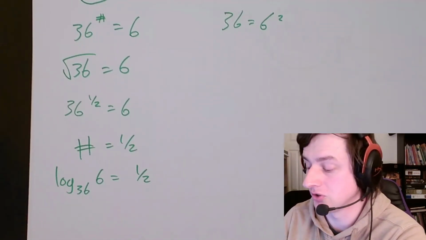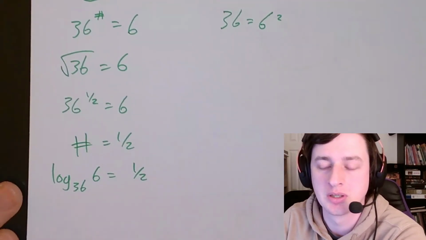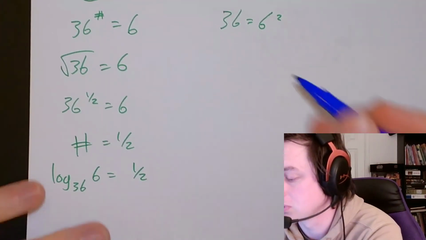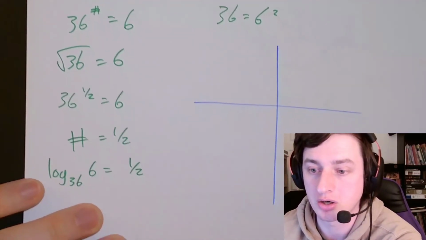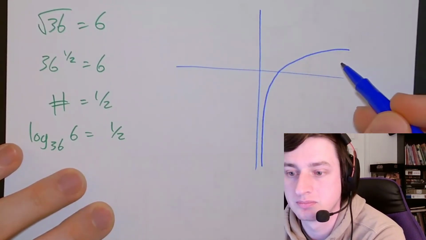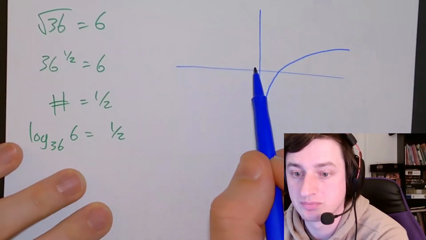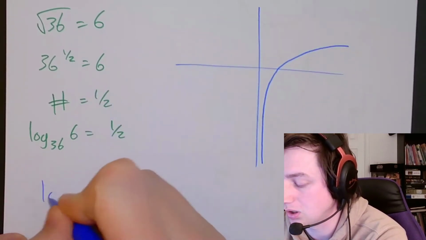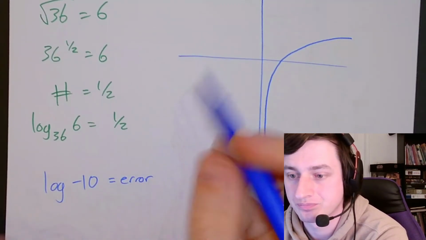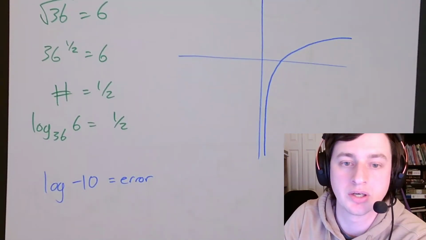Now remember, your output here could be negative, it could be a whole number, it could be a fraction, it could be anything, because if you remember the shape of a logarithm, when I graph log of something, the curve looks like this. We can only put in positive numbers. We can't put in negatives. So if you put log of -10 or any negative number into your calculator, you're going to get an error.